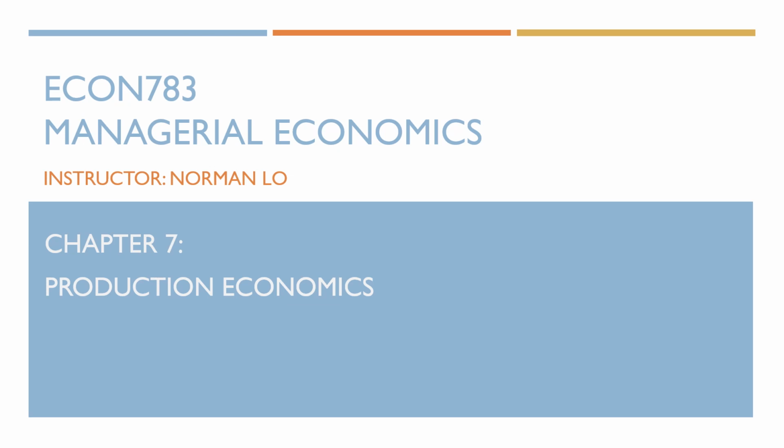So this week we are going to go over Chapter 7 to finally talk about the production of a firm. When we talk about production, it's often the case that we think about production of physical products, but in this chapter we are going to talk about the general concept of production in both physical goods and services.